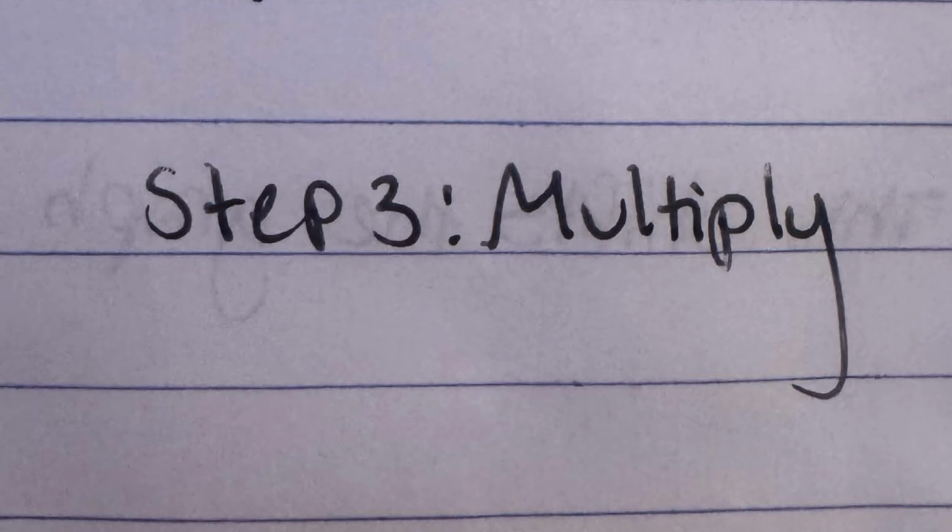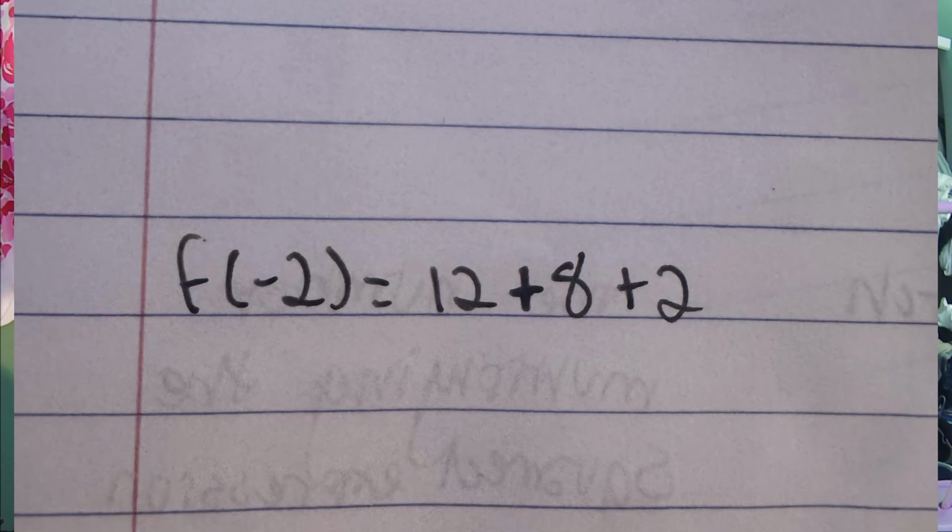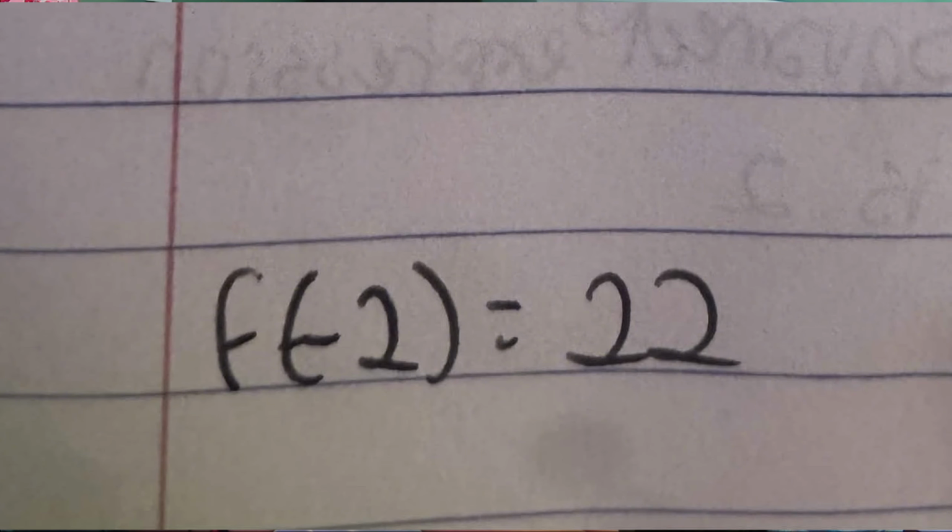After this, I multiply. That leaves me with 12 plus 8 plus 2. Finally, I add everything together. 12 plus 8 plus 2 equals 22. Therefore, f of negative 2 equals 22. The important thing to remember when evaluating a function is to replace a variable with the given input value and then simplify carefully using the order of operations.